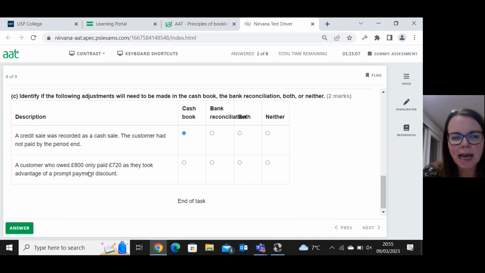A customer who owed £800 only paid £720 because they took advantage of a prompt payment discount. Well, that's correct. They should perhaps only have paid £720. And as long as that's been correctly recorded in the cash book, it won't be a timing difference. It won't have to be adjusted anywhere.